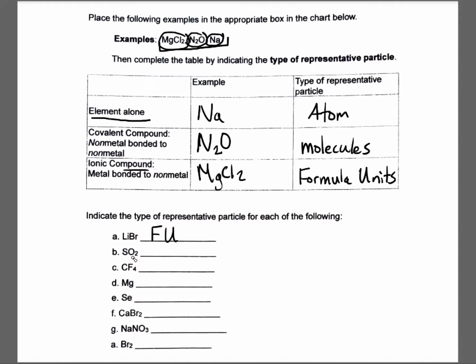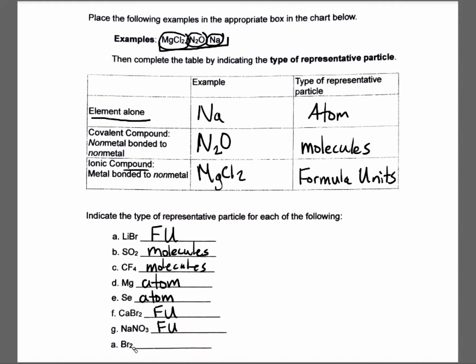For letter B, SO2, only nonmetals, so that's going to be molecules. CF4, again, only nonmetals. Molecules is what we're dealing with there. Mg by itself, if I have something that's all alone, not bonded to anything, that means I'm dealing with atoms. So that would be made up of magnesium atoms. Se by itself, same thing, atoms. CaBr2, I see a metal at the start, that means it's ionic, so formula units. NaNO3, same thing, metal at the start, so formula units.